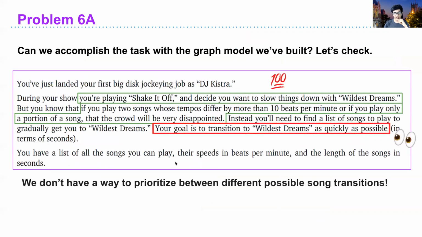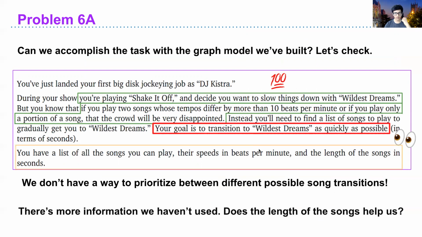So the next question is, how will we transition to this Wildest Dreams as quickly as possible? We now created this graph that represents our valid transitions. Now we need to think about what algorithm we can run or which songs we can choose to move to Wildest Dreams as quickly as possible. One thing that we have noticed here is there's more information that we haven't used. So we know the length of the song and we haven't used it yet. So let's think about how we can use that.